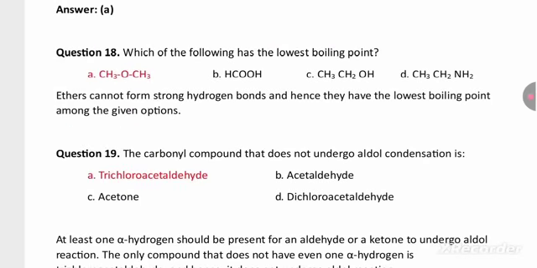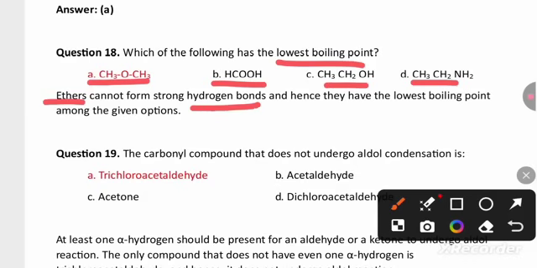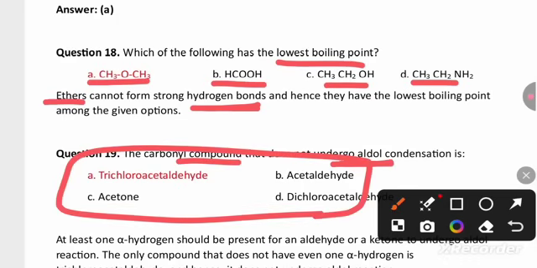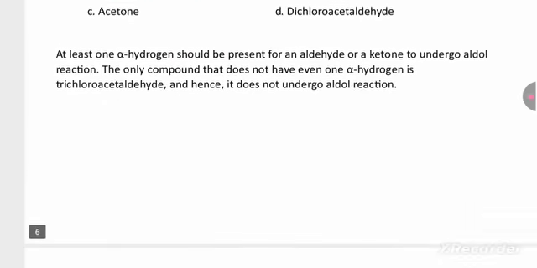In the next question, which of the following has the lowest boiling point among amines, alcohol, carboxylic acid and ether? Ethers have the lowest boiling point because they are unable to form hydrogen bonds. That's why they have the lowest boiling point. The carbonyl compound that does not undergo aldol condensation, among the given four options, is the one that does not have alpha hydrogen, and the one not having alpha hydrogen among the four options is trichloroacetaldehyde. This will not undergo aldol condensation.